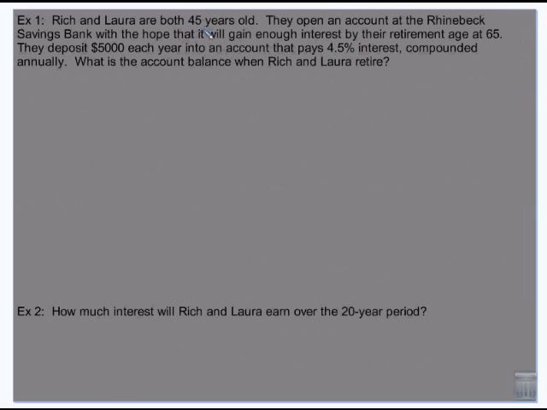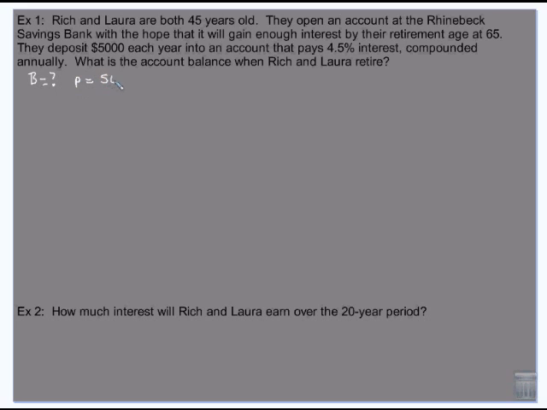All right, so what we have is Rich and Laura are 45. They open an account at Rhinebeck Savings Bank with the hope that it will gain enough interest by their retirement age of 65. They are going to deposit $5,000 a year into an account that pays 4.5% interest compounded annually, and we want to know what the balance is going to be when they retire. Okay, so we're looking for B.